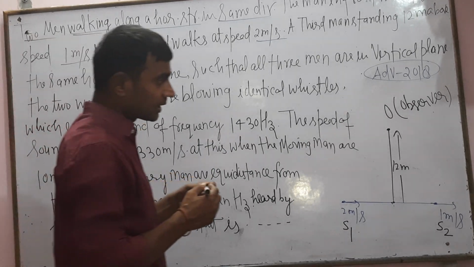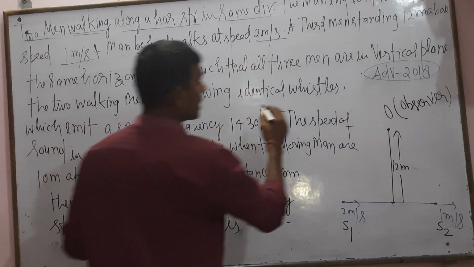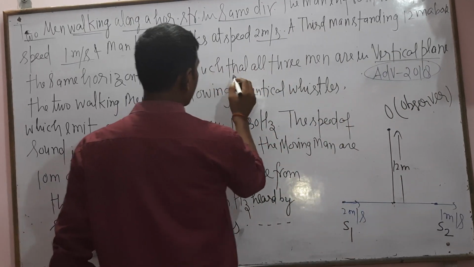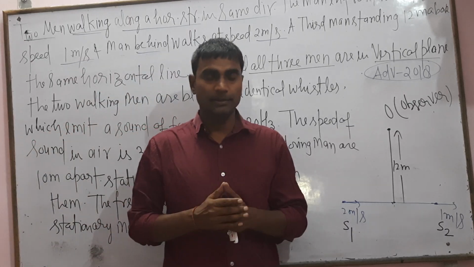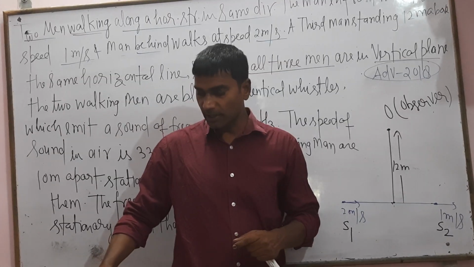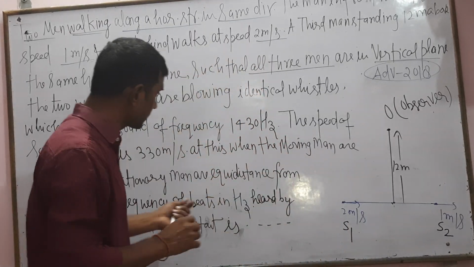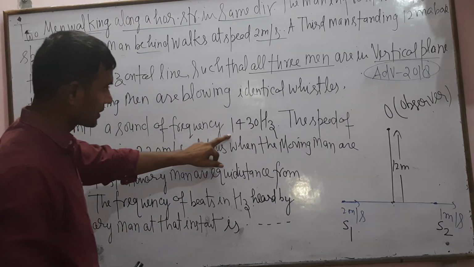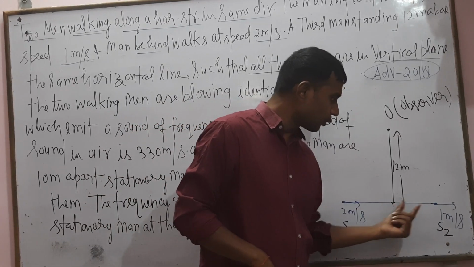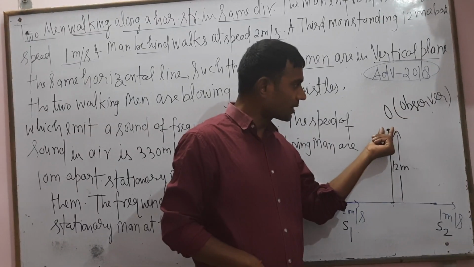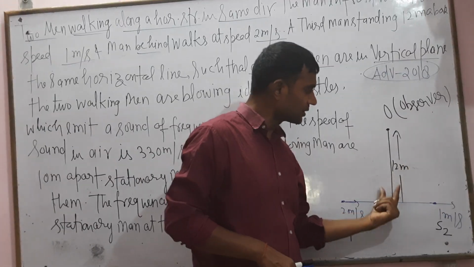All three men are in a vertical plane. This is the line: the first source, the second source, and the third man, who is equidistant from them. I will tell you more after a few minutes. The third man sits at the midpoint of S1 and S2, at a distance of 12 meter above.